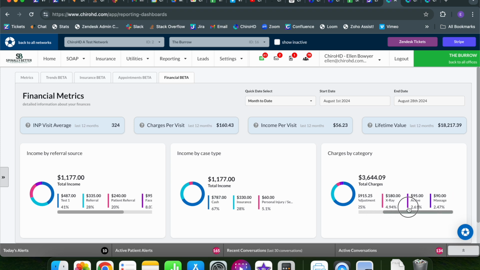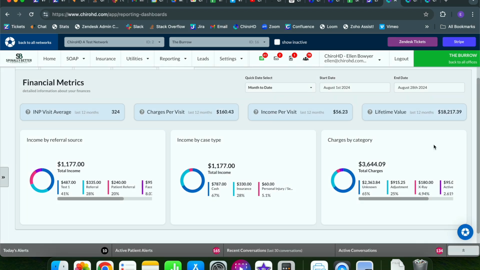To scroll over, I'm just going to click on the scroll bar and navigate left or right. But this will show me the breakdown of the category of all the charges that I have on a ledger. Again, this is just showing the amount of that charge on the ledger. It is not indicating income by charge or category. So the financial metrics dashboard will give us that information about our finances. What are our charges per visit? What's our lifetime value? What's the income by referral source?